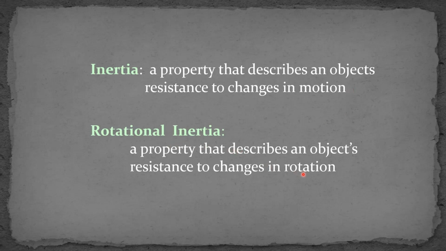With rotational inertia, the object doesn't actually have to go anywhere. It just has to be rotating. So if it's standing in the same spot, but it's spinning, then that would be a description in which we would want to consider rotational inertia. The key to both of these concepts is the word changes. That's really what should jump out at you if you ever think of inertia or rotational inertia.